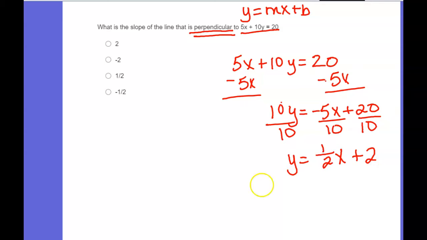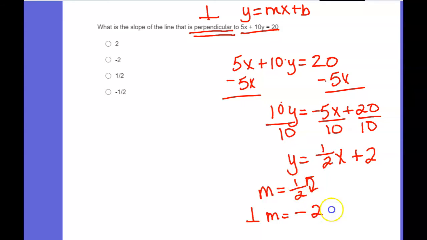Okay, so it's easy to pull out the slope now. It's -1/2. But we remember our rule of a perpendicular slope. A perpendicular slope is the negative reciprocal, or the opposite reciprocal. This is a negative slope, so the opposite would be positive. And when we take the reciprocal, we flip the numerator and denominator.